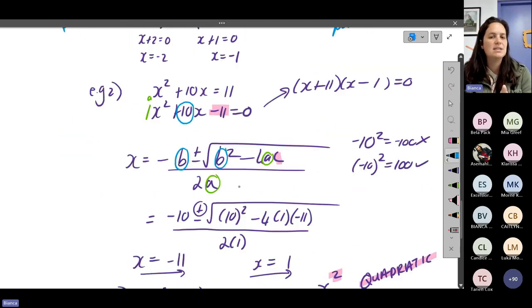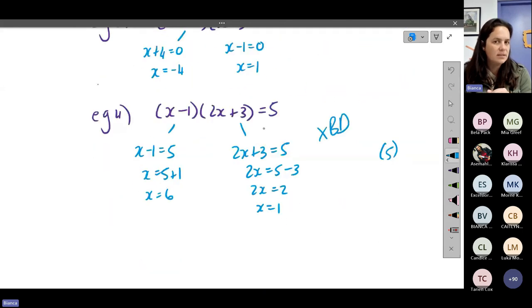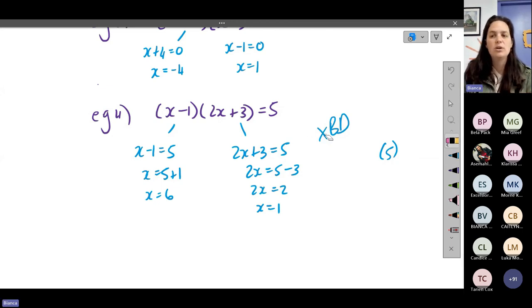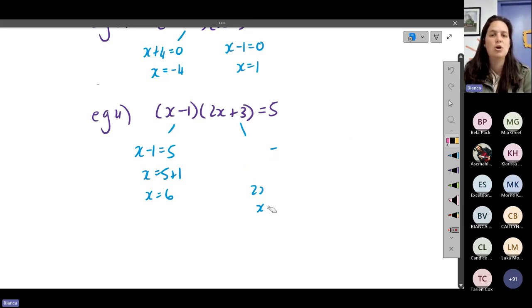This happens year after year after year. We do something like this, we put a 5 there or 4, whatever, and then learners just equate each bracket to that number and they get 0, nothing, okay? So what is the correct way to do a question like this? All of this is incorrect, no marks, not even trying to be nice to you guys, nothing.